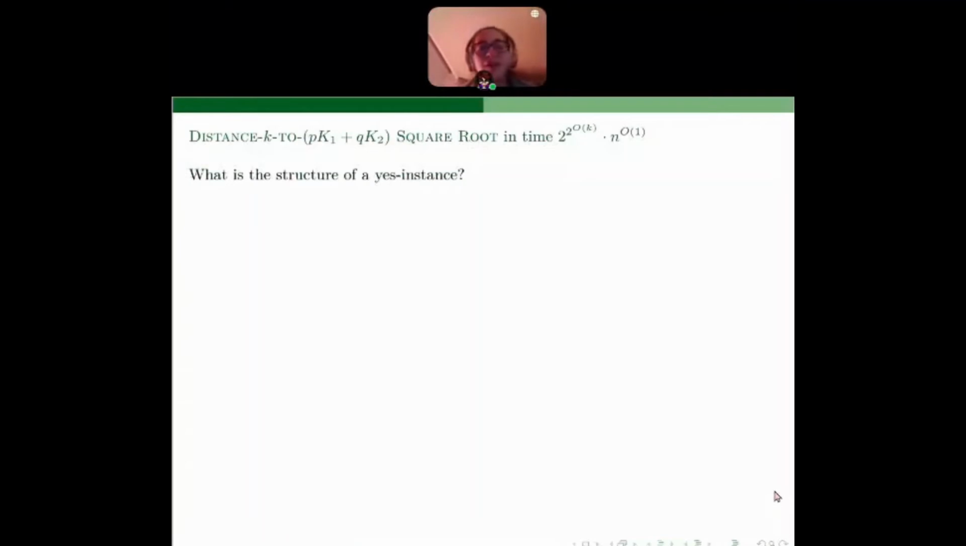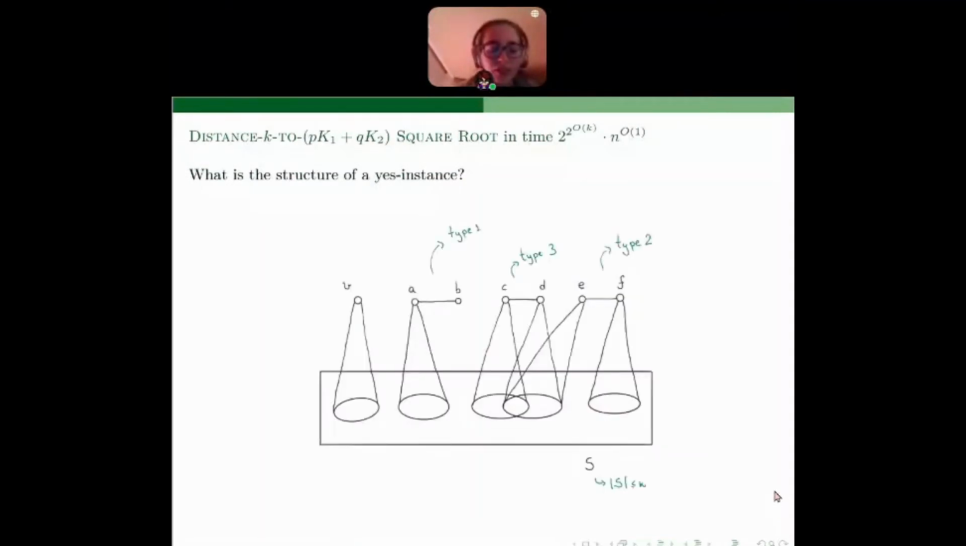So we want to look at the structure of a yes instance. It should look like this, right? We have this modulator, and outside the modulator, we only have isolated vertices and edges that have some neighbors in the modulator, and the edges might be of 3 types. These types are about their neighborhoods.